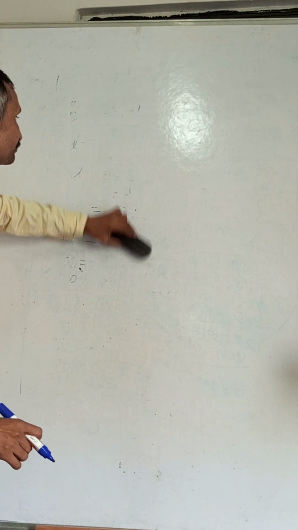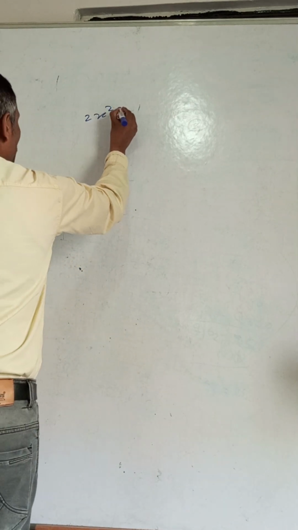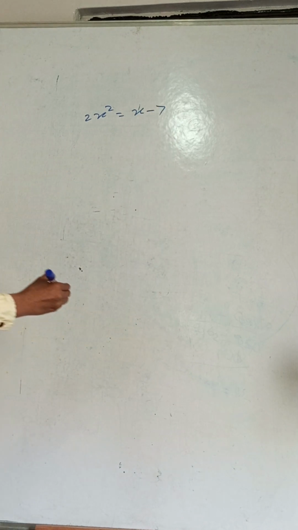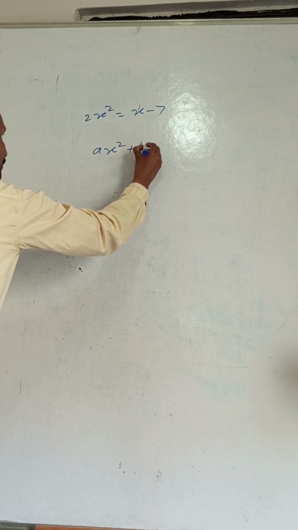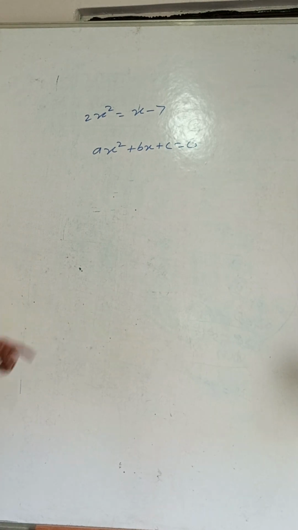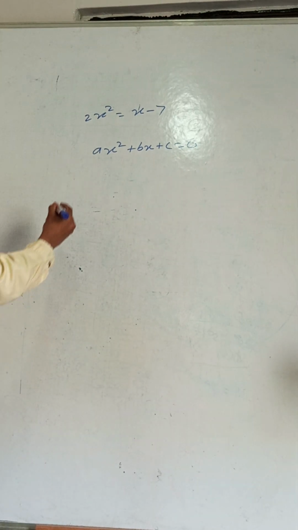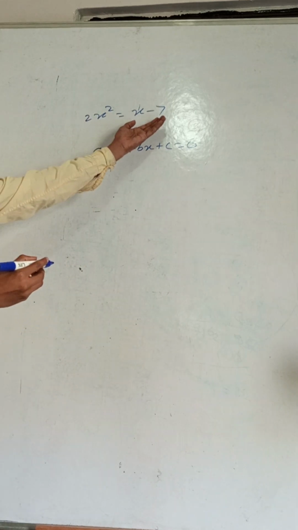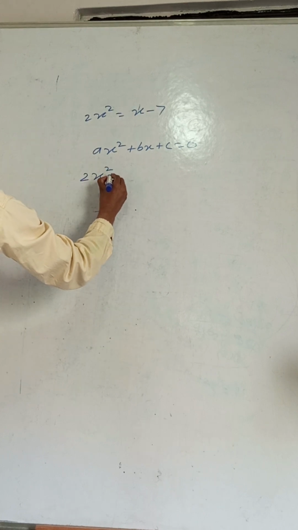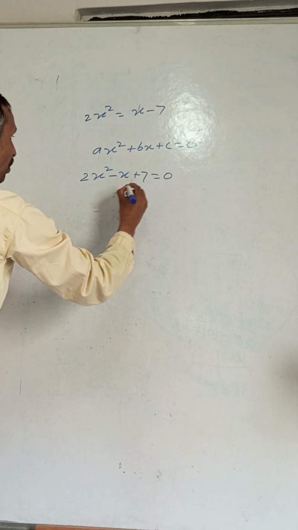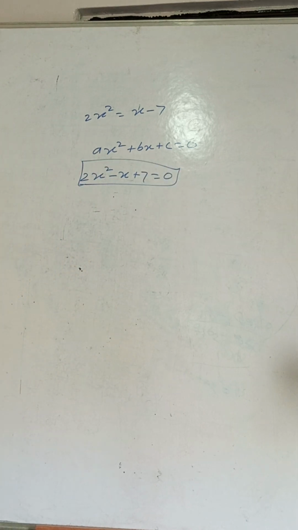Next, we are going to the third question. Question number 3: write the standard form of 2x square is equal to x minus 7. How to write it in standard form? By seeing this, the degree of the polynomial is 2, so it is a quadratic equation. The standard form of a quadratic equation is ax square plus bx plus c is equal to 0. So we transpose the terms to one side and write 2x square minus x plus 7 is equal to 0, and this is the standard form of the quadratic equation.